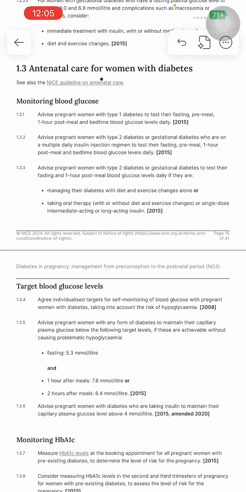So, antenatal care for women with diabetes: monitoring blood glucose level. Advise women with type 1 diabetes to test their fasting, pre-meal, 1 hour post-meal and bedtime blood glucose level daily. So they advise only 4 levels, but if we are admitting the patient, then we will check her fasting, pre-breakfast, post-breakfast, pre-lunch, post-lunch and one at night. So these are the 6 levels.